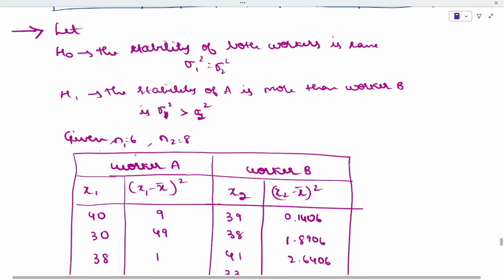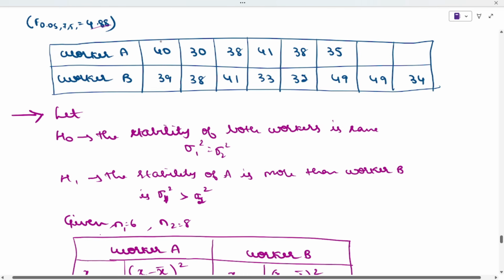Now you have to take the null hypothesis, as they have, their stability is equal, and you have to take the alternative as stability of A is greater than stability of B person. Okay, now what is the n given? 1 2 3 4 5 6. Here it is 2 extra, that means 8. Okay, n1 is equal to 6, n2 is equal to 8.